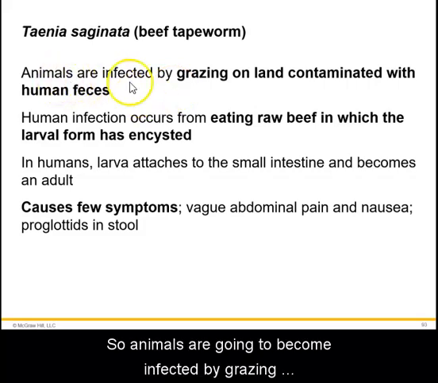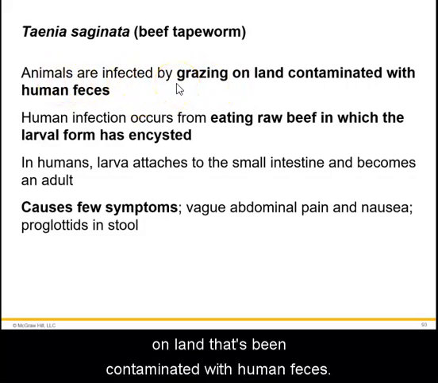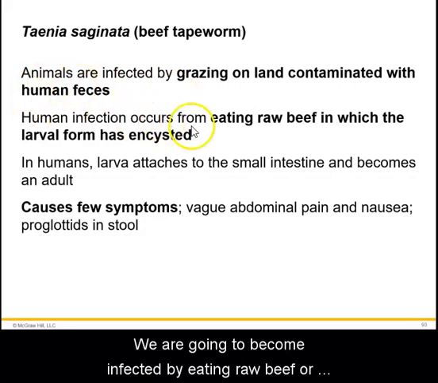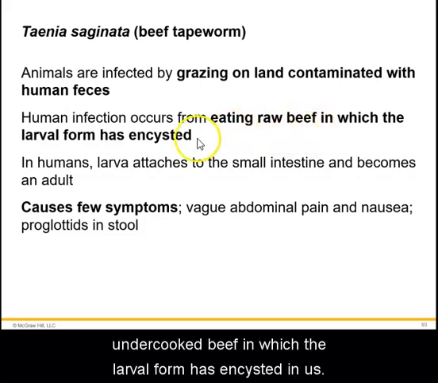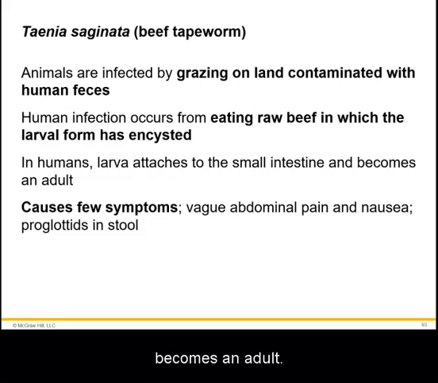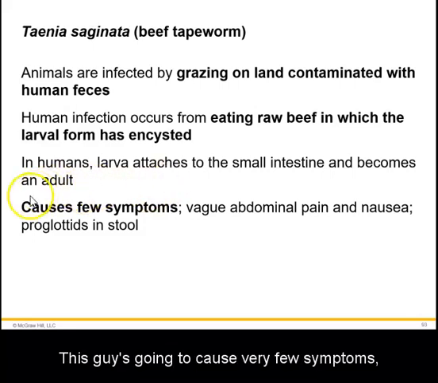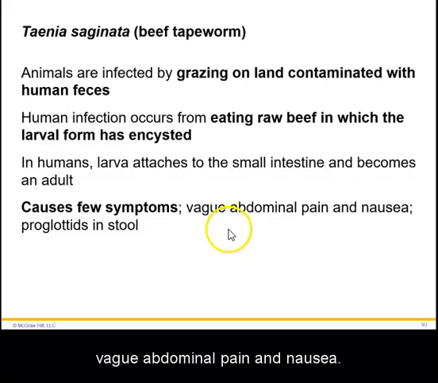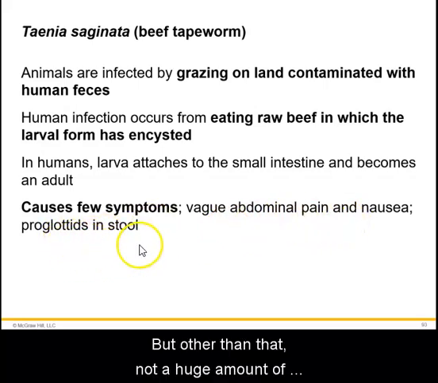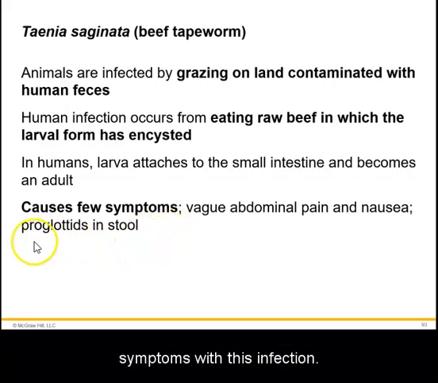So animals are going to become infected by grazing on land that's been contaminated with human feces. We are going to become infected by eating raw beef or undercooked beef in which the larval form has encysted. In us, the larva attaches to the small intestine, and there it becomes an adult. This guy is going to cause very few symptoms, vague abdominal pain and nausea, and you're going to see proglottids in the stool, but other than that, not a huge amount of symptoms with this infection.